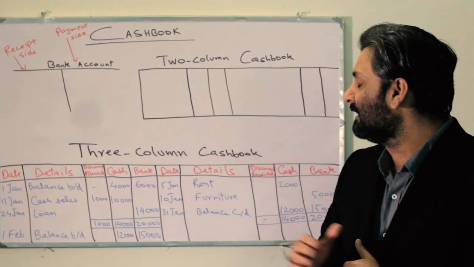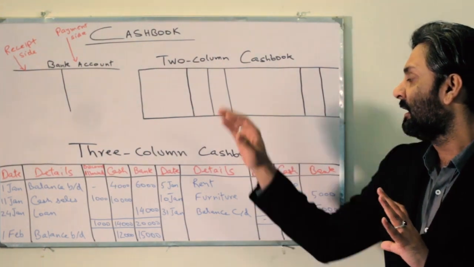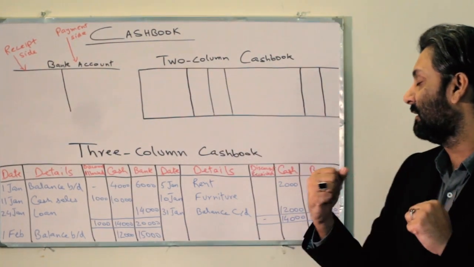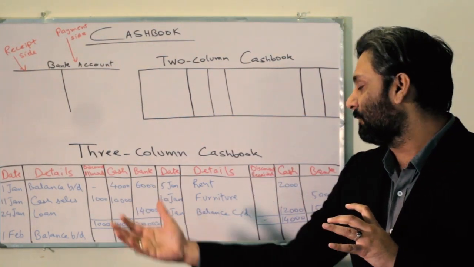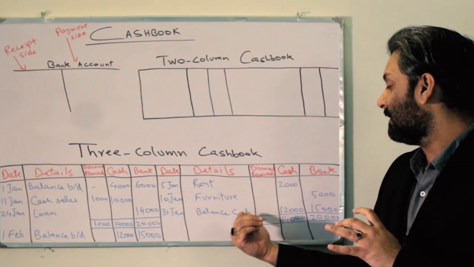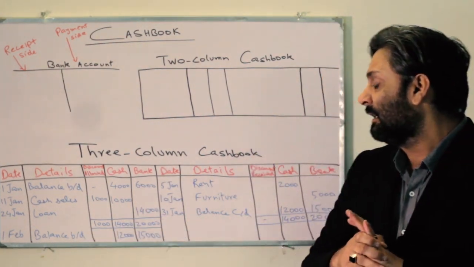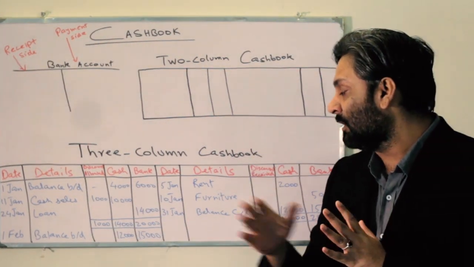So this is the gist of the cash book. The debit side is the receipt side, the credit side is the payment side, and by subtracting the credit side from the debit side, we get the balance carried down, which is what is eventually brought down on the first date of the next period.